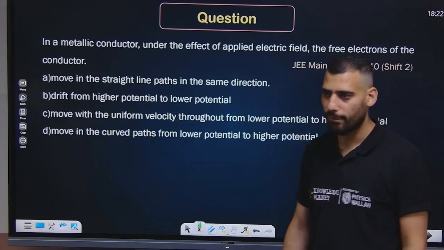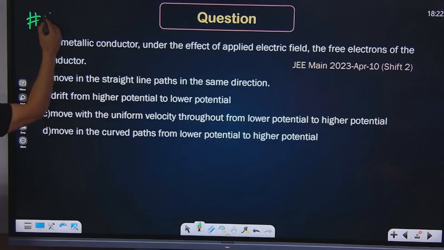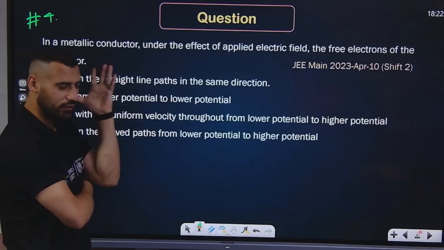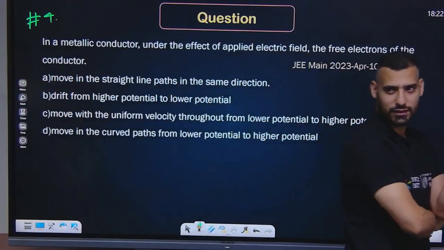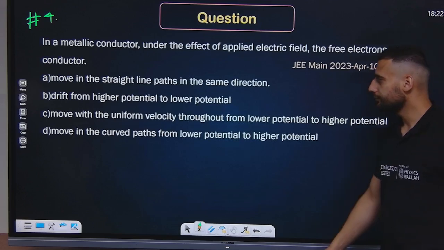Okay, now. What about this? Think about it. Revise your concepts. Tell me what you know about current. How does current flow in circuits? How does current flow in the conductors? Inside the conductor it will be high potential to low potential.